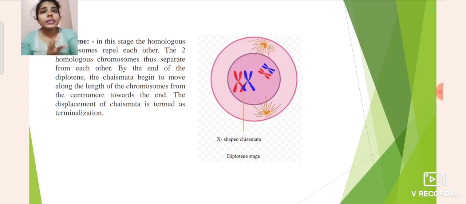So in the diplotene stage, the chiasmata will be formed, and the exchange of genetic material between the sister chromatids is called crossing over. Due to the crossing over, the exchange of genetic material occurs, and then the exchange of genetic characters also occurs. That is what happens in the diplotene stage.